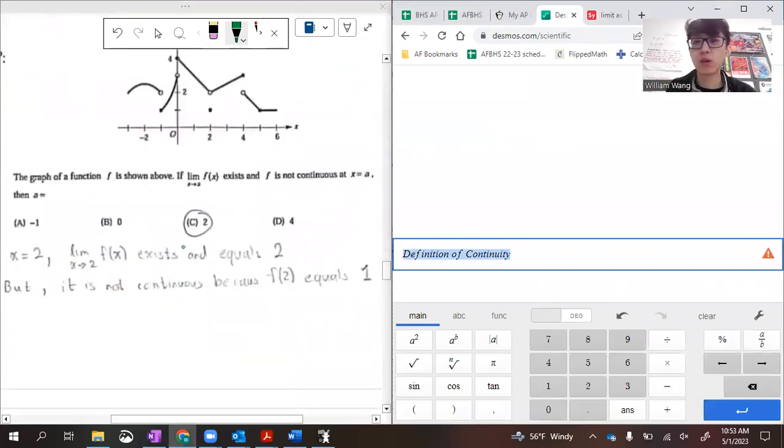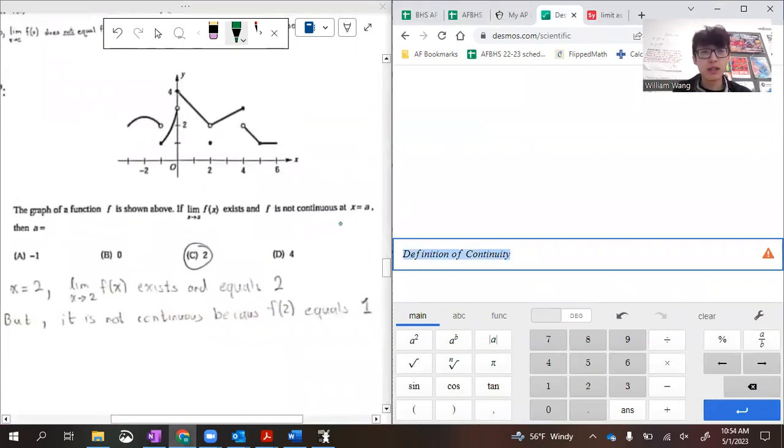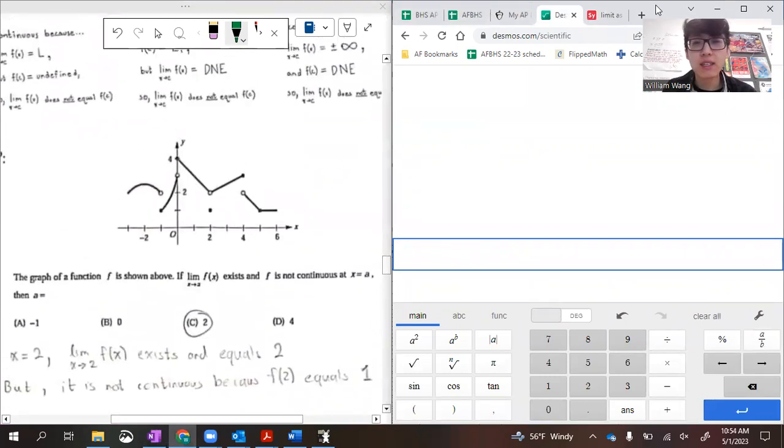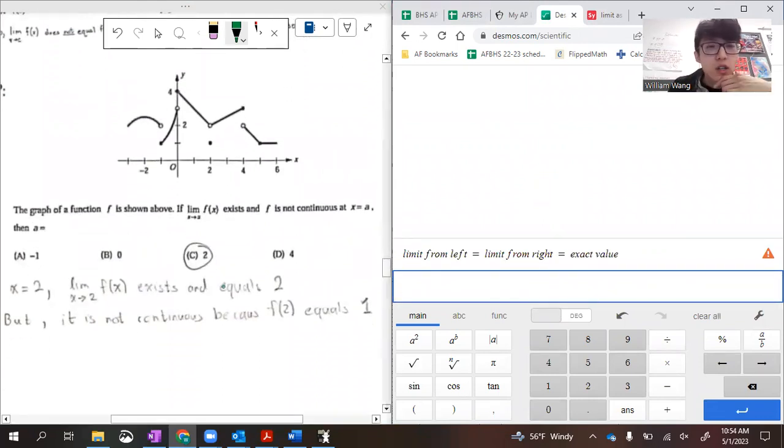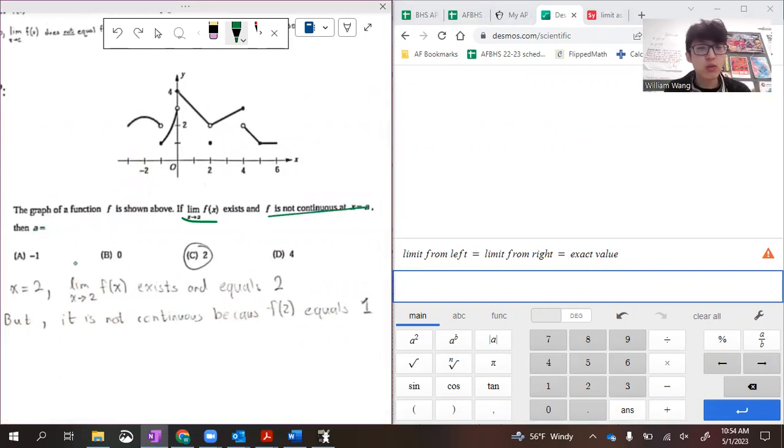All right, so there's just one extra step. Well, let's apply this limit definition. So I'm going to write limit from left must equal limit from right must equal the exact value, to put it into words. All right, so the graph of a function is shown above. The limit exists, but it's not continuous at x equals a. Then what is a? So what are they saying here?